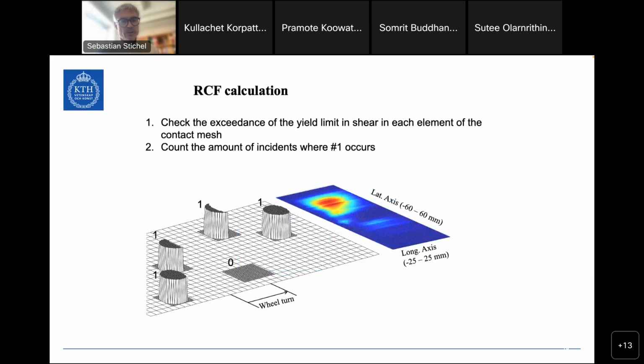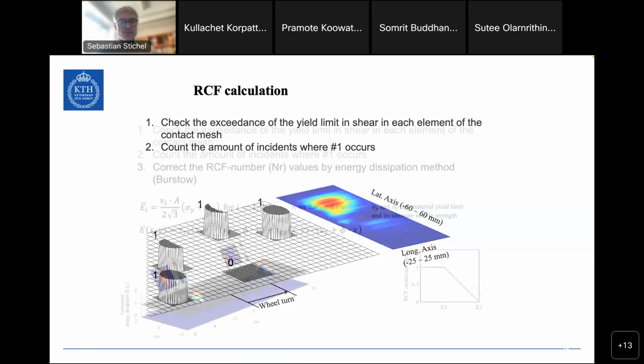A little bit more about how the rolling contact fatigue calculations are done. Each time a certain cross section on the wheel is in contact with the rail, we calculate the stresses and we calculate if the yield limit in shear is exceeded. And if it is exceeded, we increase the count, 1, 2, 3, 4, how many times that is exceeded, because that is a good indicator of the risk for rolling contact fatigue.